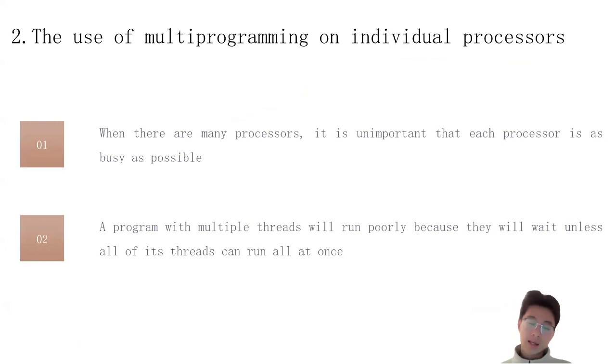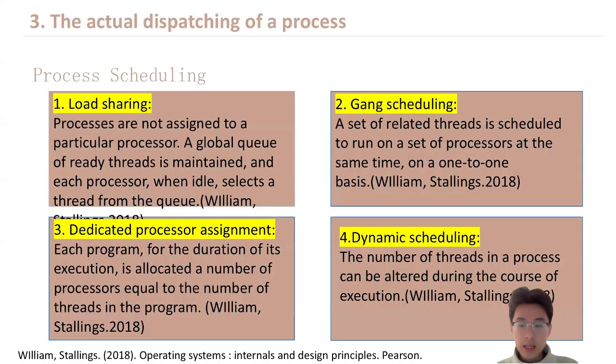About the second question, the use of multiprogramming on individual processors. The answer is when there are many processors, it's unimportant that each processor be as busy as possible, and programs with multiple threads will run poorly because they will wait unless all threads can run all at once. About here, the third design issue, the actual dispatching of the process.